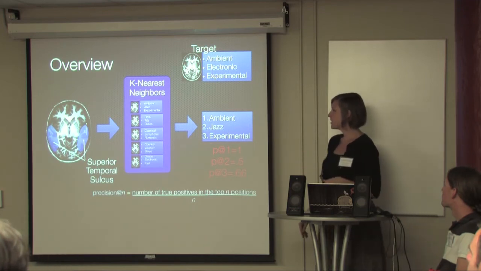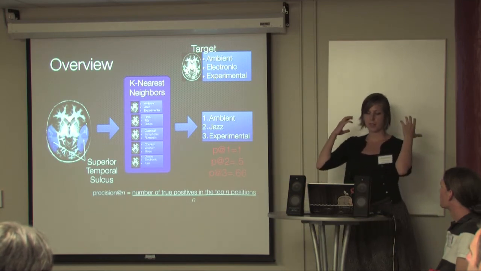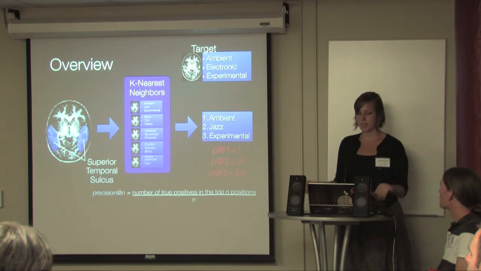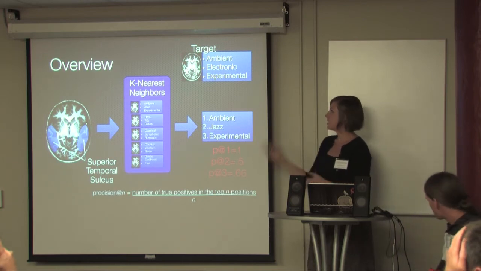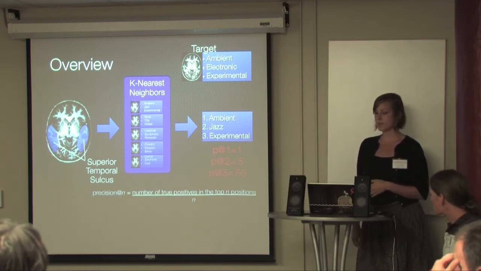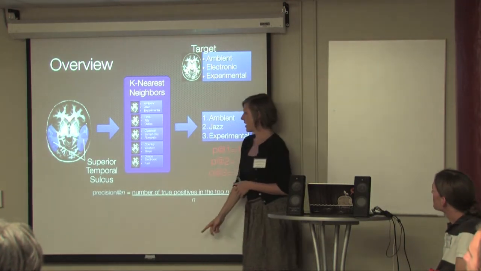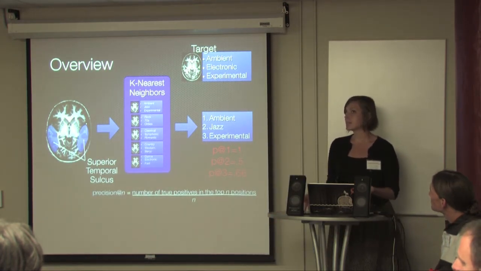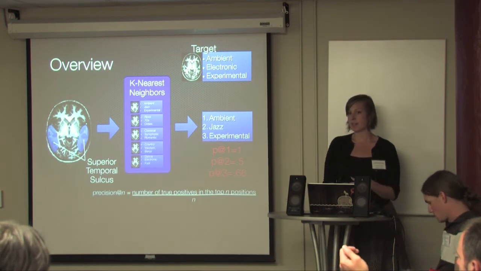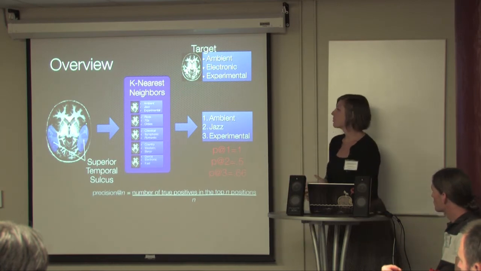So the first step is to use an anatomical mask to extract. In this case, we're looking at the superior temporal sulcus, which we've hypothesized to be important for this task. And then we feed the STS into a simple k-nearest neighbor classifier, which has several examples of brains and their corresponding tags. The KNN classifier then looks for the K most similar STSs and inspects their corresponding tags to make predictions about the target brain.